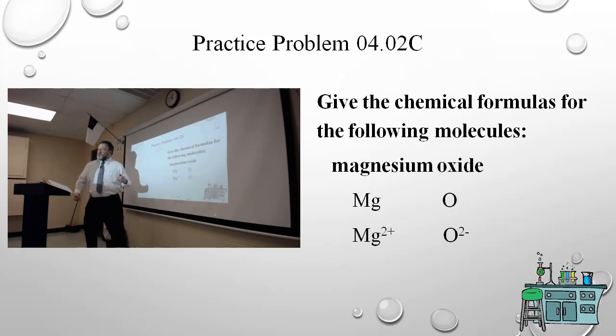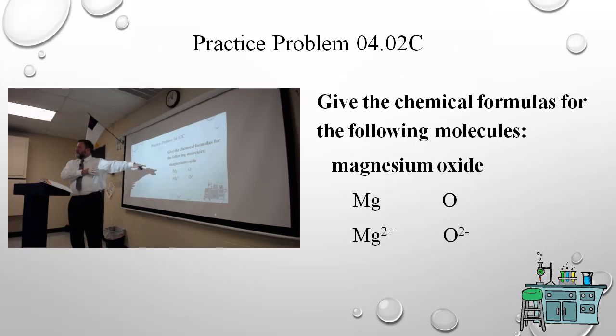Okay, so magnesium wants to lose 2, it becomes +2. Oxygen wants to gain 2, it becomes 2 negative. So what is the formula for this molecule? Okay, it's just Mg2O2, but we need to look for the greatest common factor, don't we? What's the greatest common factor between 2 and 2? 2. 2 is the greatest common factor between 2 and 2. So we reduce Mg2O2 to simply MgO.